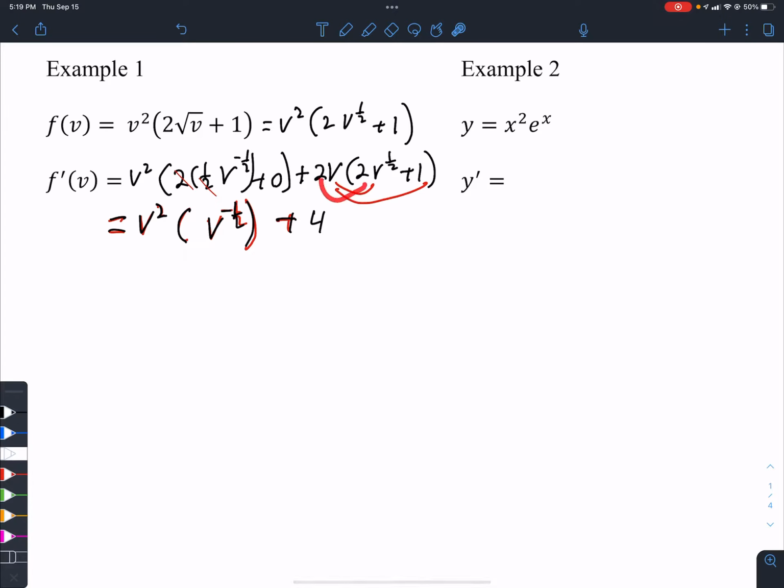So 2 times 2 is 4. v, how do you do those? You need to know the rules of exponents. That's a 1, that's a half. If you multiply two exponents with the same base, you add the exponents. That's going to be the 3/2 power. And I distribute the 2v. I get 2v. Now, I need to add these. I add the exponents just like before. I'm going to get 3/2 again.